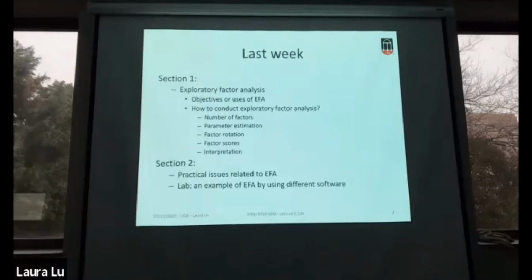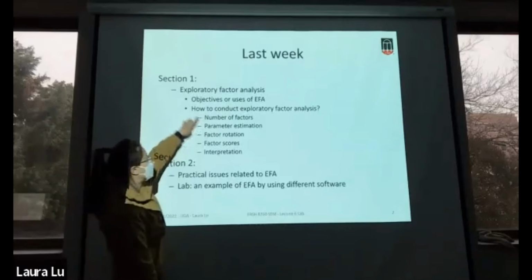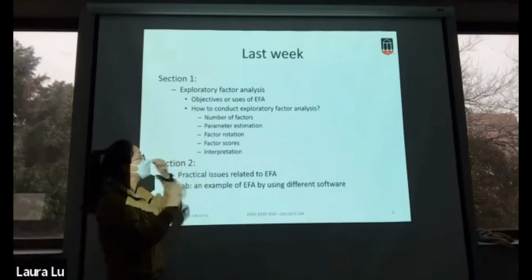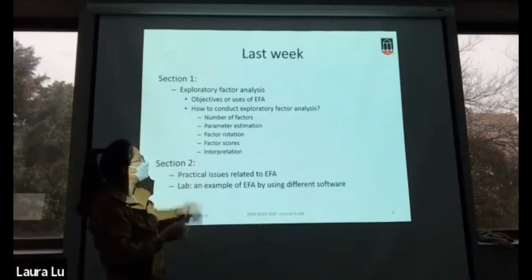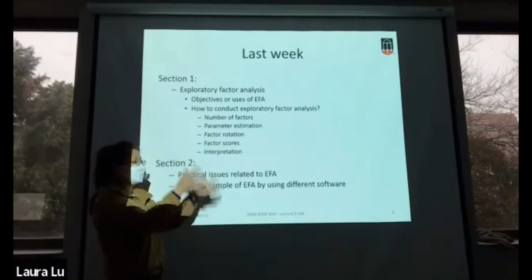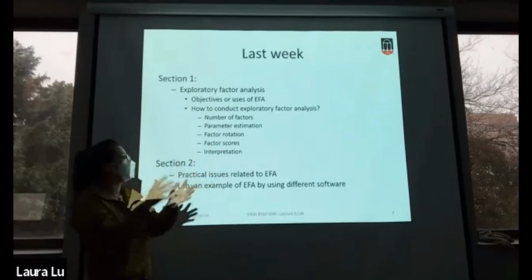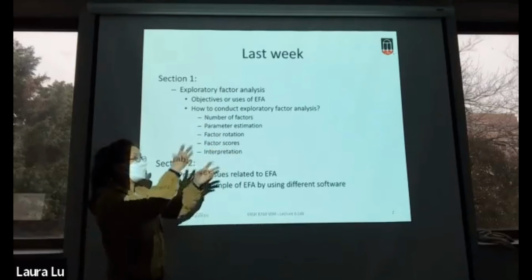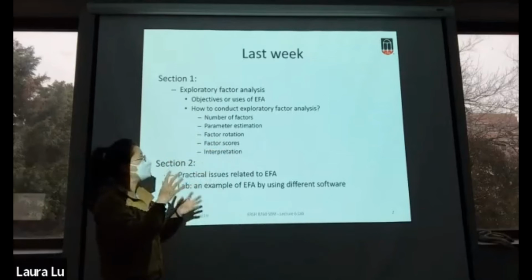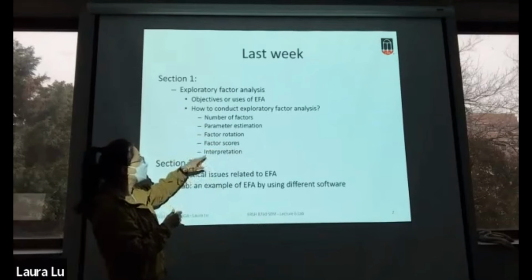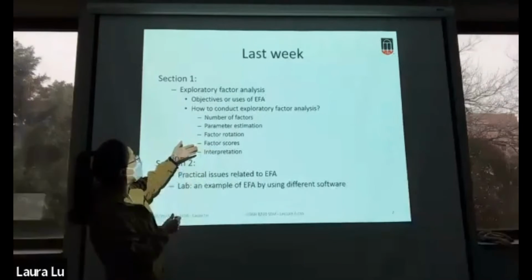Okay, last week we talked about the EFA and we covered these topics. Number of factors: we used four methods to decide the K number of factors. And then to run the estimations, we have the eigen decomposition method, and we also have the maximum likelihood estimation method. Factor rotations: we introduced some rotation methods. And the factor scores: we have two ways to get those scores. How are we going to do the interpretations?